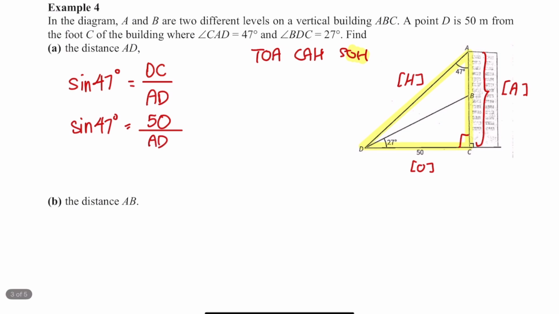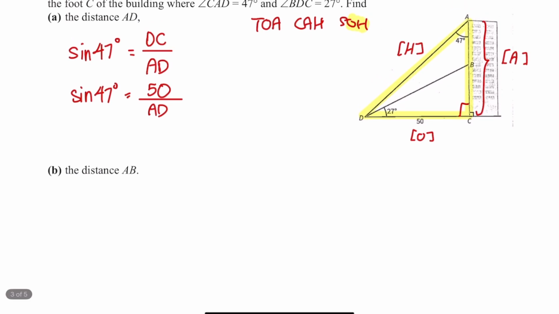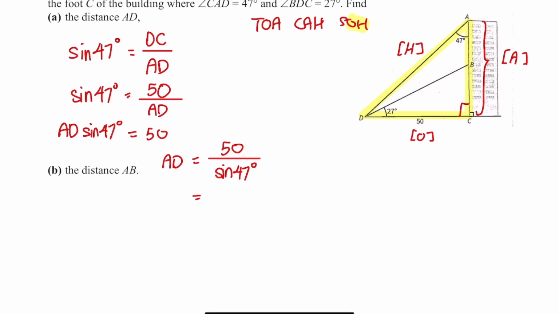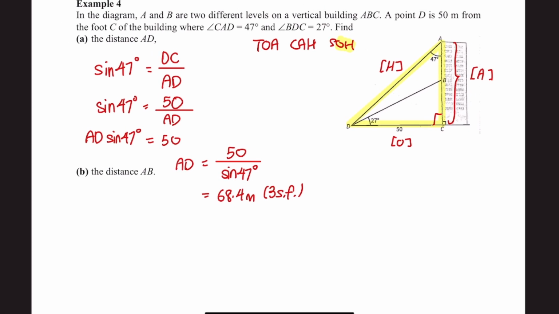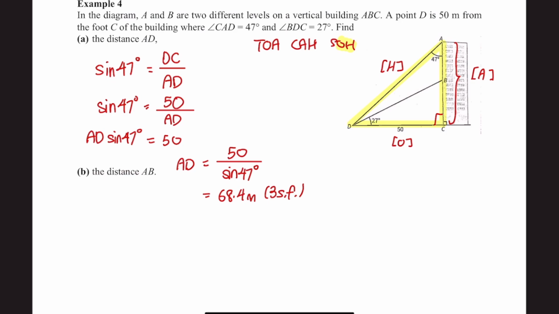So therefore, this means that to find AD, I first multiply by AD on both sides to get rid of the fraction. So this means AD times sine 47 degrees is equal to 50. Okay, so this means that AD is equal to 50 divided by sine 47 degrees. Press this in the calculator. You should get 68.4 meters, rounded off to 3SF. Okay, and this is for part A. Let's now look at part B.